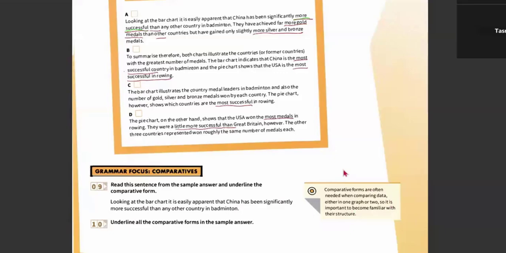So see, when you did the exam skill for Unit 1, there was one diagram that is just one chart, but there were two types of information, right? And you had to compare the homeowners and the renters. So even if there is one graph, sometimes you might have to use the comparative form to compare the different data that is provided. Okay. So for number 10, underline the comparative forms in the sample answer.